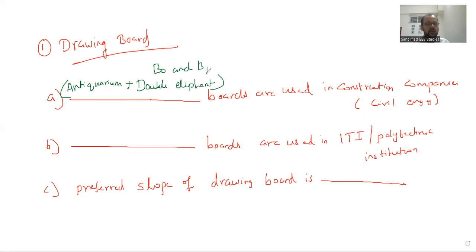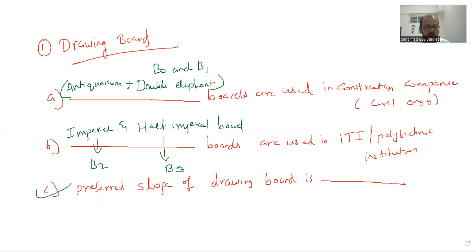Similarly, boards are employed in institutions like ITI, polytechnic, and engineering colleges. Imperial and half imperial type boards are more than sufficient. The designation for imperial is B2, and half imperial will be expressed as B3. I think you got my point.